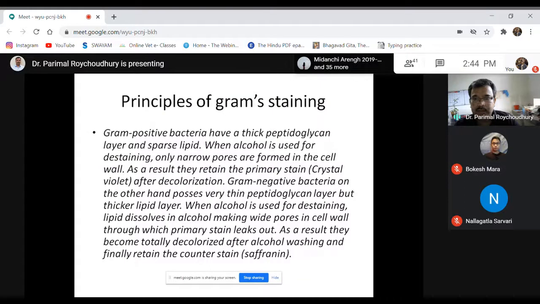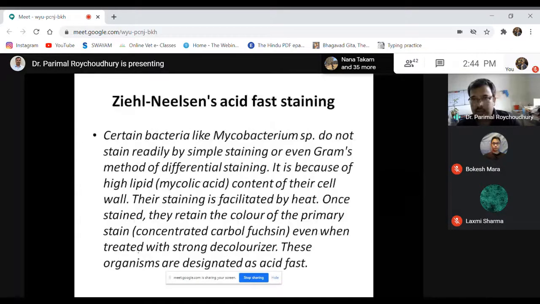So this is in principle just taken from your practical manual. You can go through it. I think all of you can understand it now.